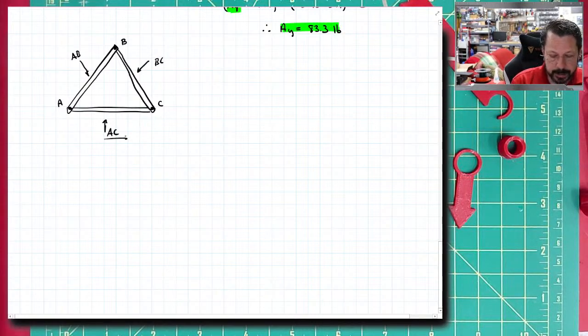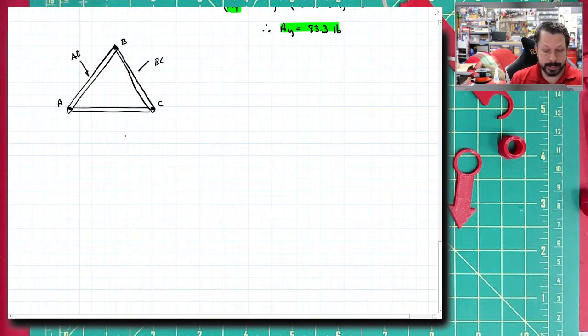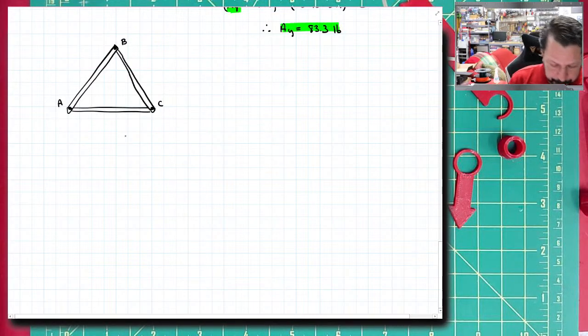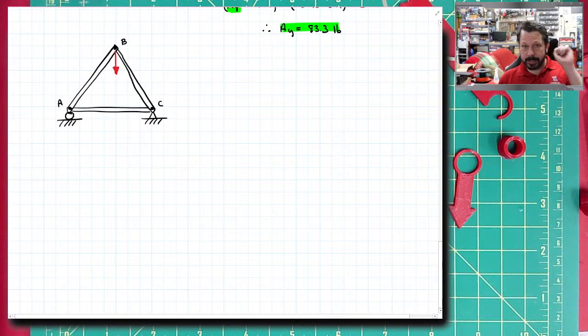Normally you alphabetize the letters. So you could say CA, but normally you alphabetize them. I don't think it's going to be a big problem if you don't alphabetize them, though. We have a roller over here. We have a pin over here. And we have our force here. So we followed all of the rules for a truss. Each member only has 2 pins. There are 3 external reactions.